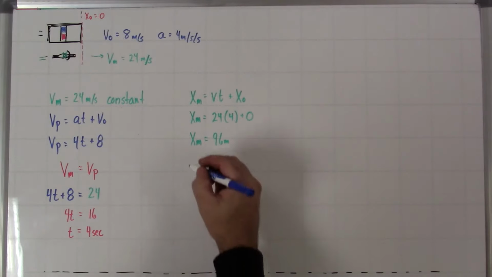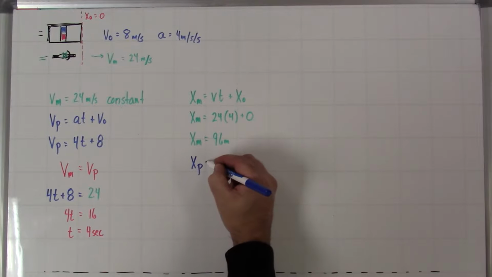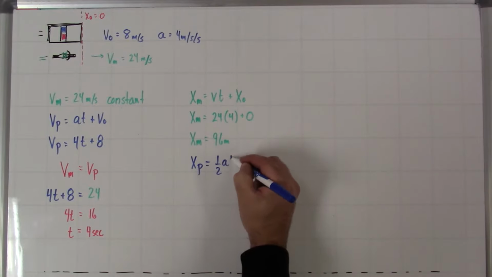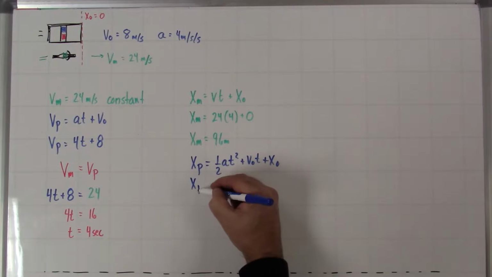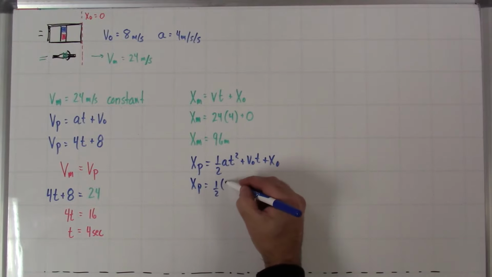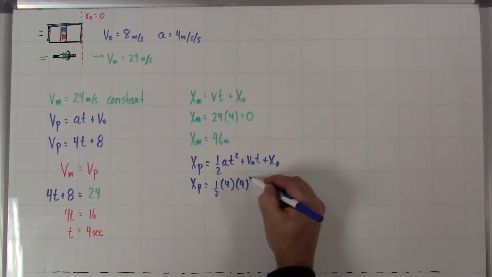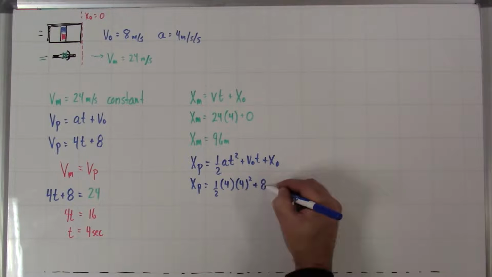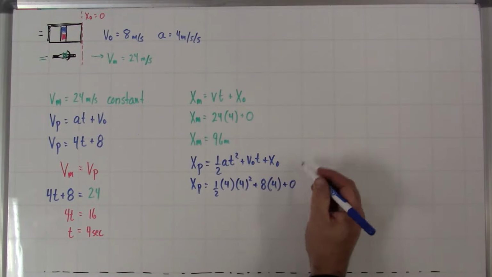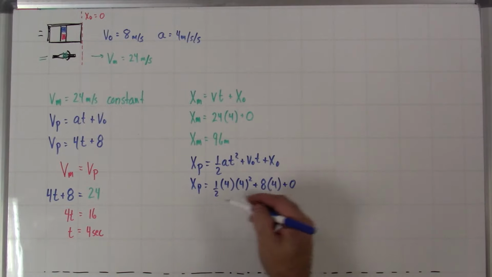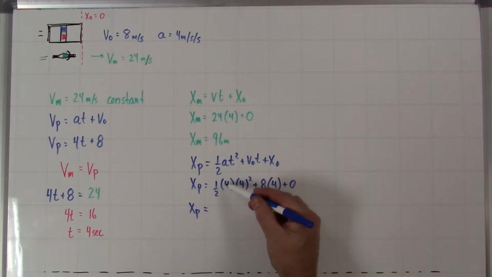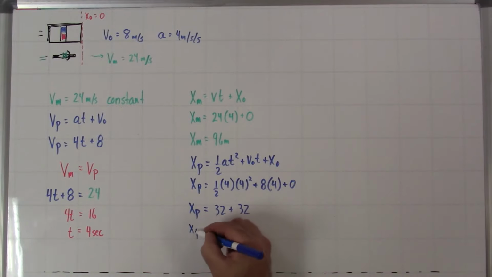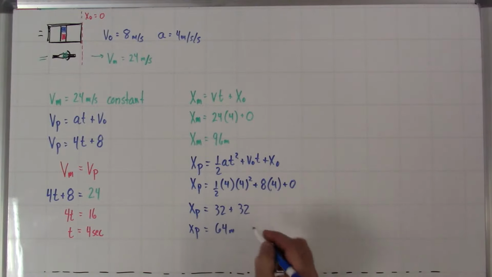The police car, however, we know that's determined by 1/2 at squared plus v0 t plus x0. When I put in everything I know here, 1/2, the acceleration is 4, the time is 4 squared, plus the initial velocity was 8, again the time is 4, plus the initial position was 0 because it started at the starting line. The position of the car: 4 squared is 16, half of 16 is 8, times 4 is 32, plus 8 times 4 is 32, and so the final position is 64 meters for the police car.